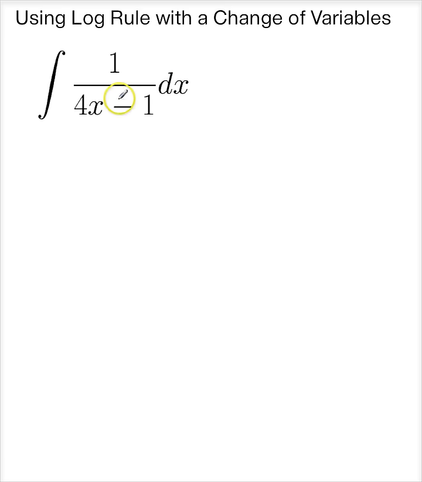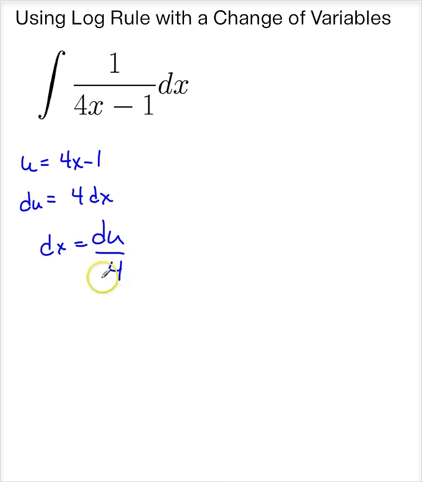Now, let's look at the integral of 1 over 4x minus 1. When I do this one, let me let u equal 4x minus 1. Then du is equal to 4 dx. So dx is equal to du divided by 4. Now I'm ready to plug all of this back into my integrand.